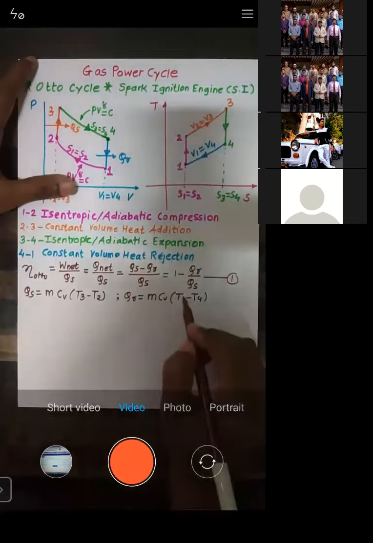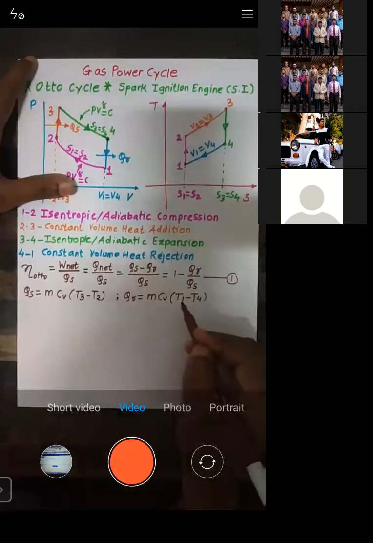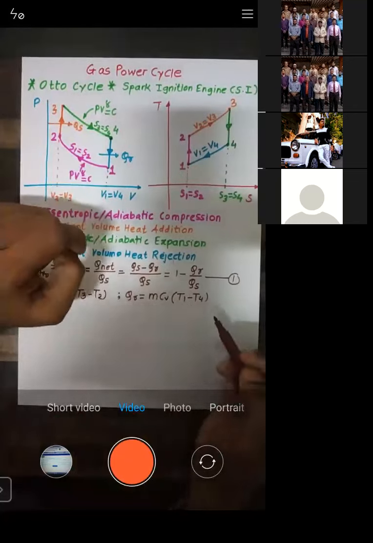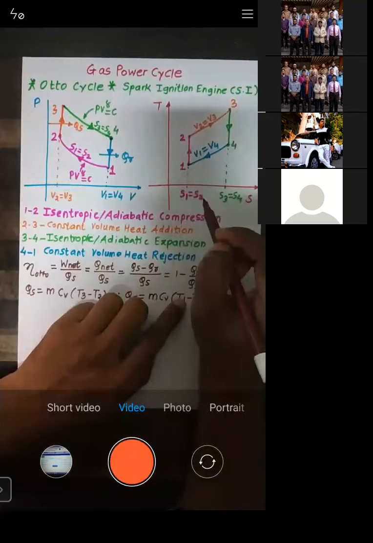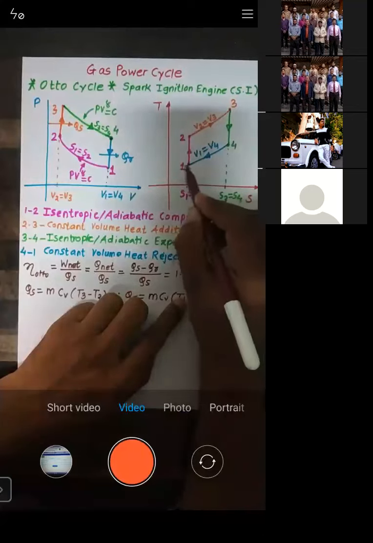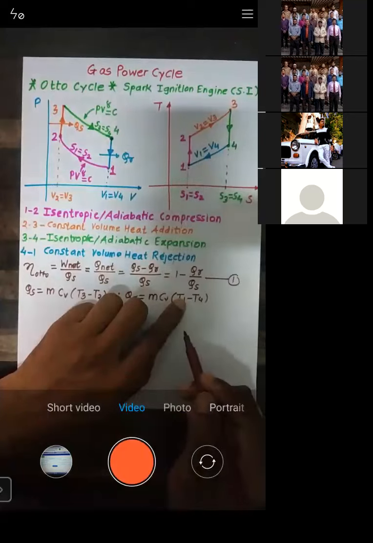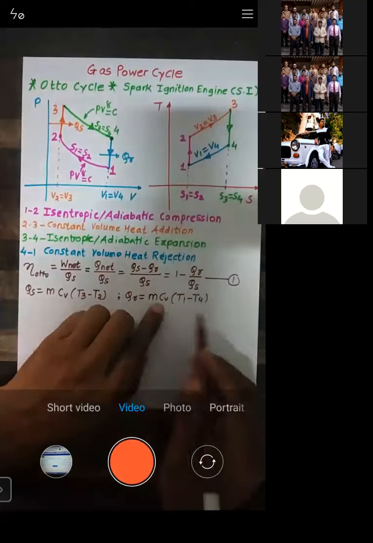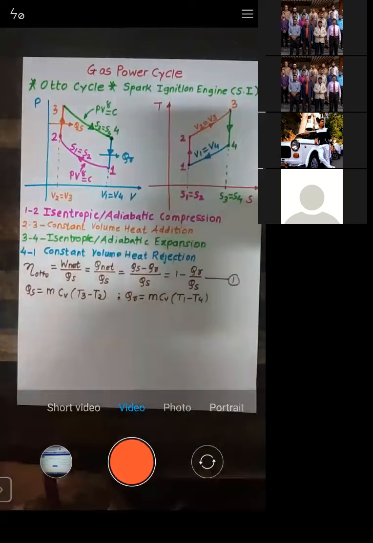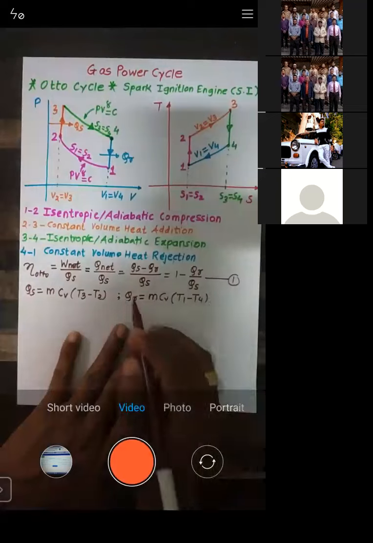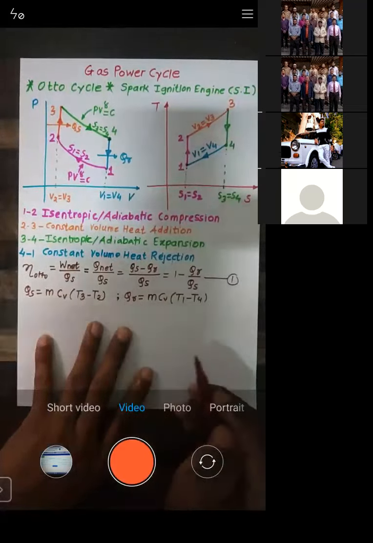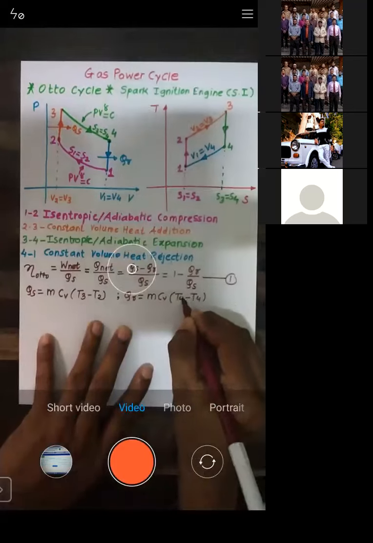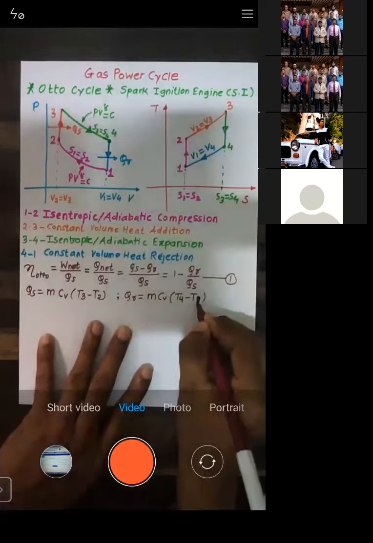Now let us check this one. What have I taken? I have taken final minus initial, T1 minus T4. That means I have taken lower minus higher, so this term I will get as negative. Since this is heat rejected, what I will do is call this T4 minus T1.